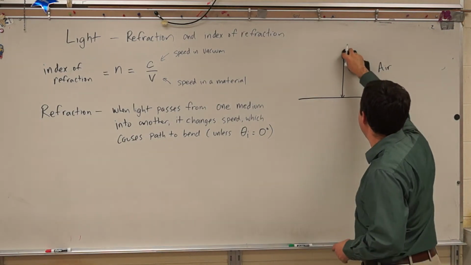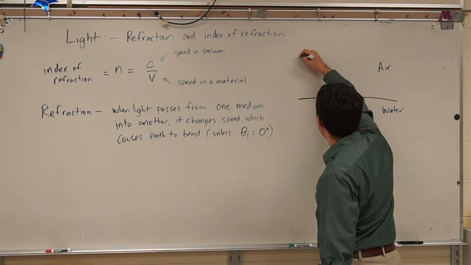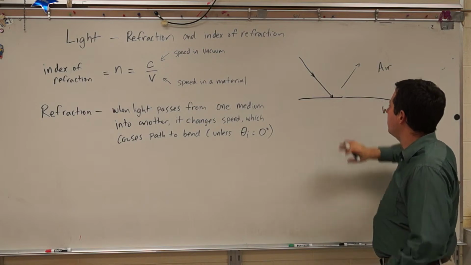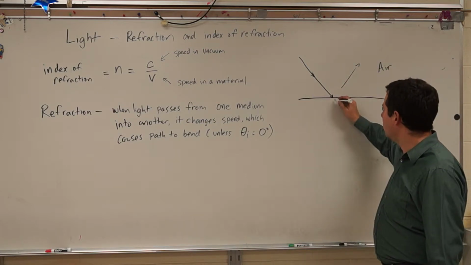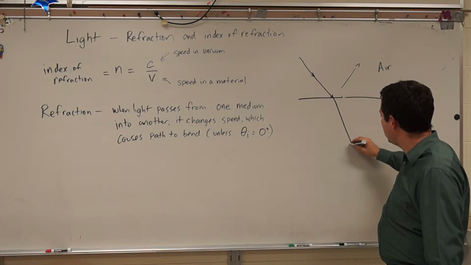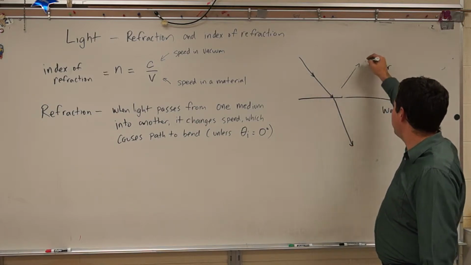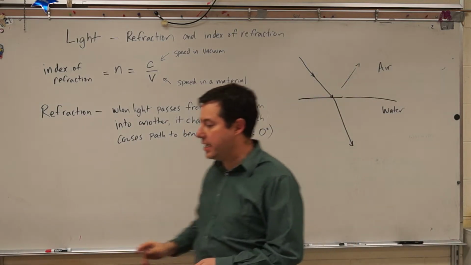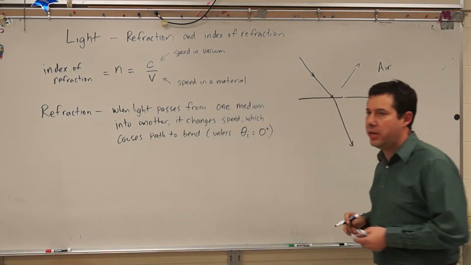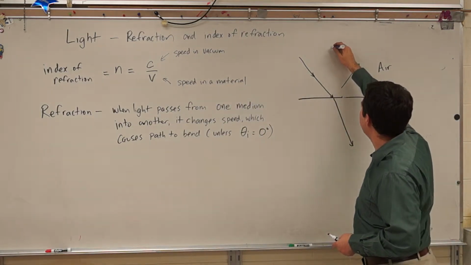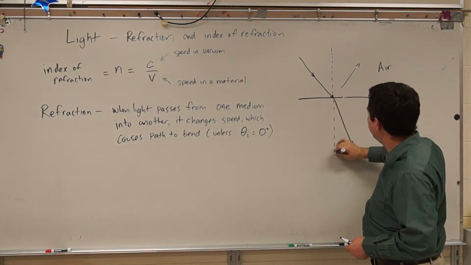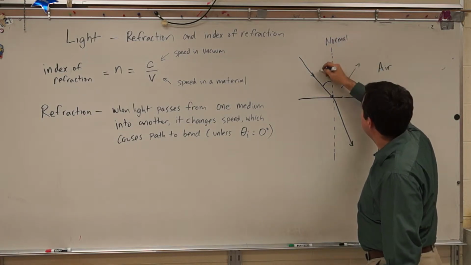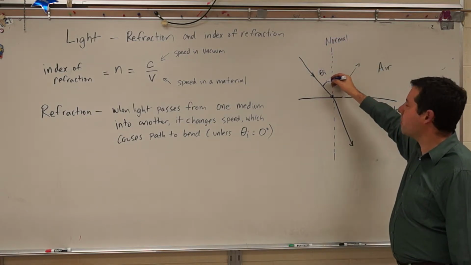But if it does have an angle to it when it hits, boom, and we already saw that you got some of it reflecting off in that direction. We're not really looking at that here. What we are looking at is how it bends when it goes through. So some of the light reflects, some of the light refracts, and what we can do is again define the normal. And we still have a relationship with the angle of incidence, theta I, if this is our normal.